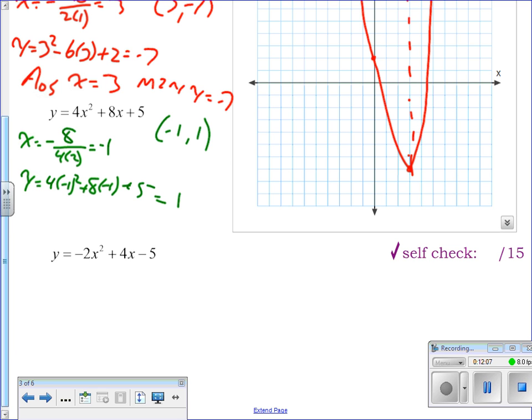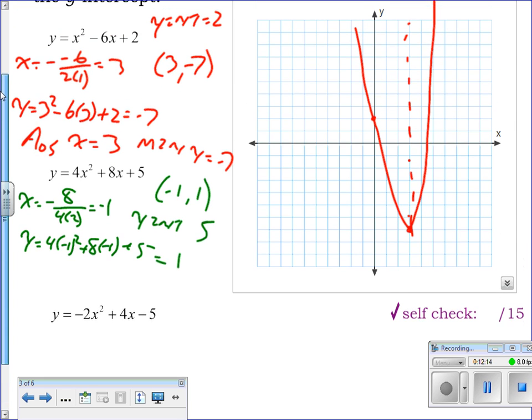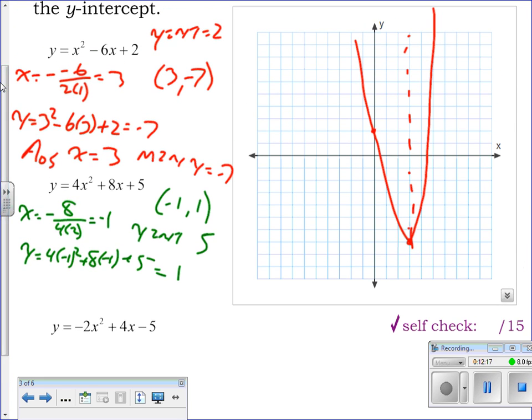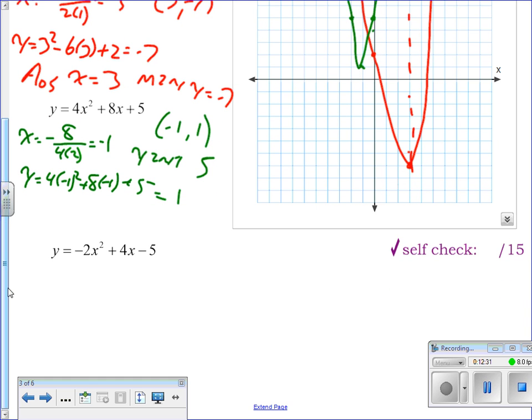So there's my vertex. My y-intercept is 5. So this one goes through the point negative 1, 1. And 1, 2, 3, 4, 5. There's my y-intercept. And it's symmetric, so it looks kind of like that. My axis of symmetry is x equals negative 1. And I have a minimum on this one at y equals 1.